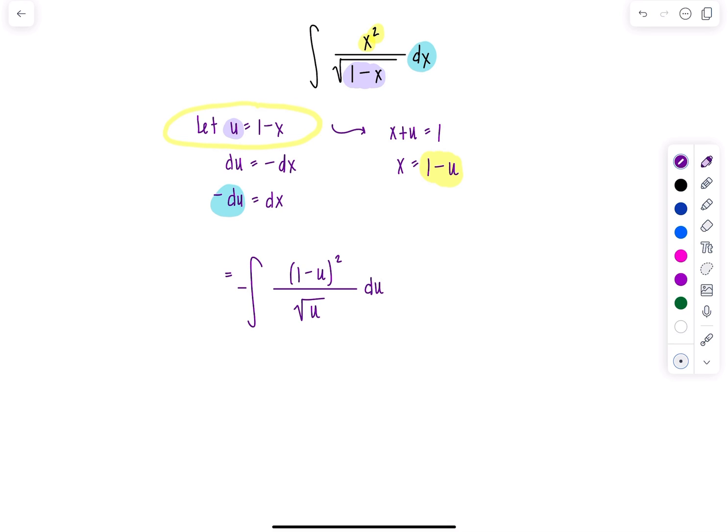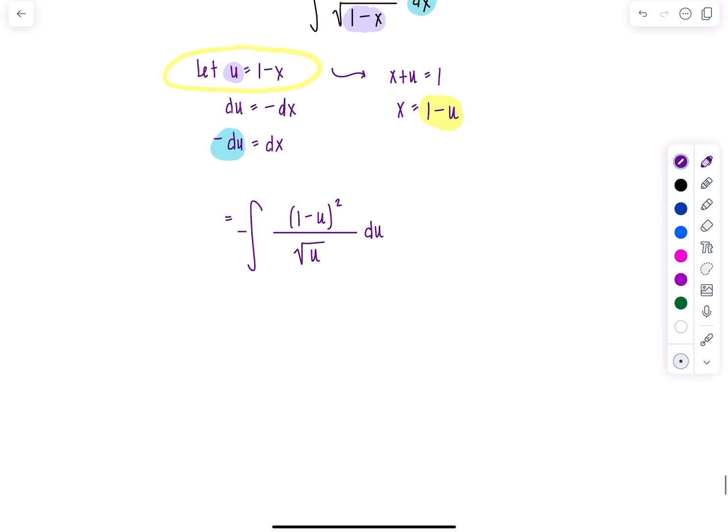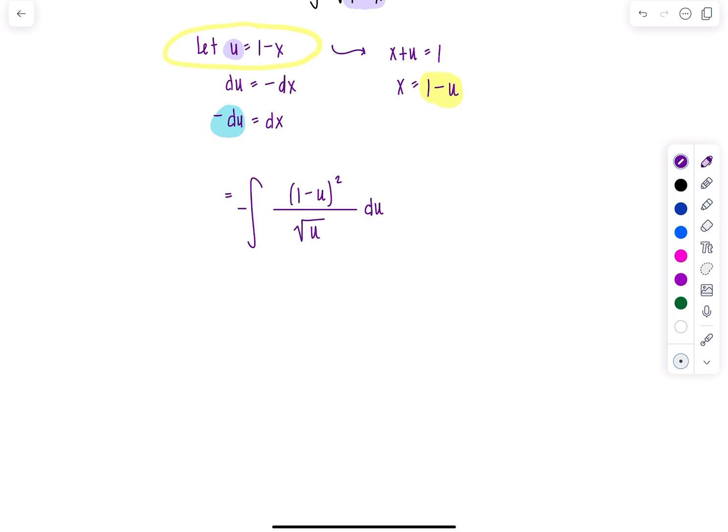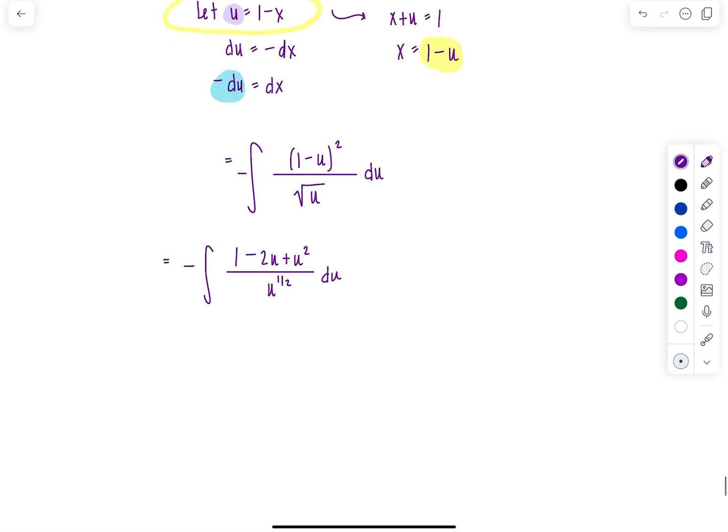Okay, so we're happy. It doesn't look much better, but we're in a much better position when it comes to the calculus. So here we go. Let's just clean up. (1 - u) quantity squared is going to be 1 - 2u + u², and then we have u^(1/2) down there. And then you simplify term by term.